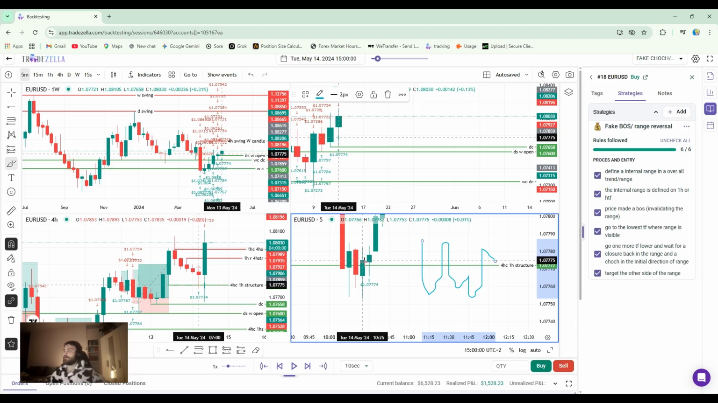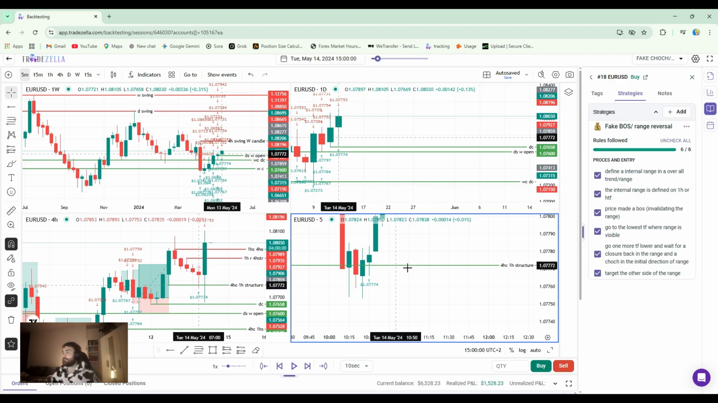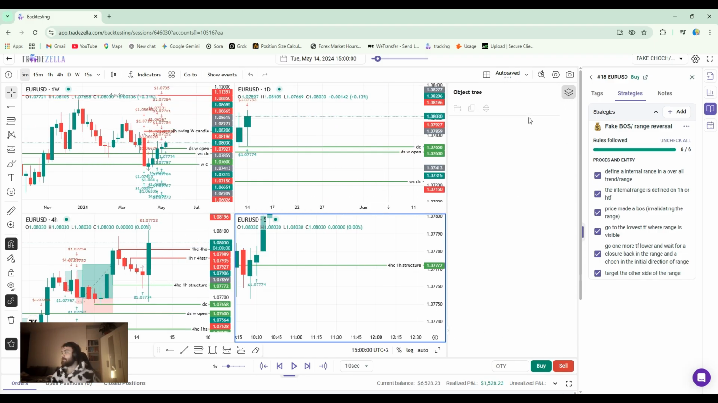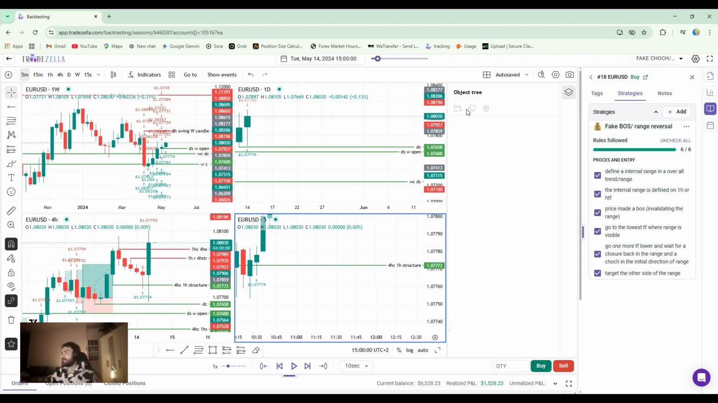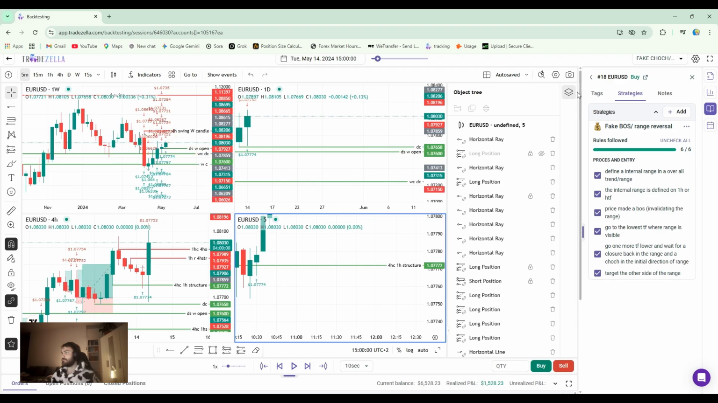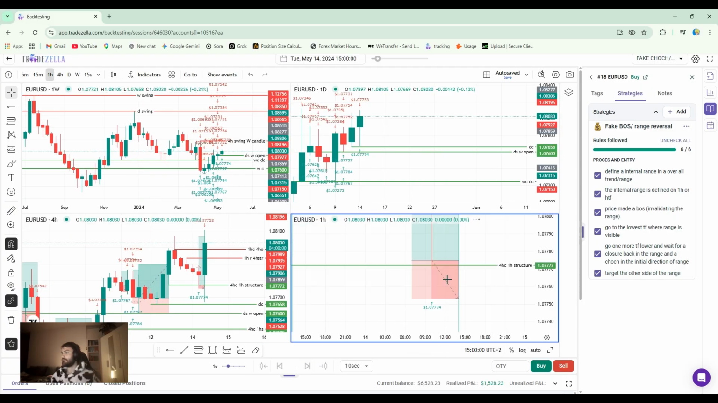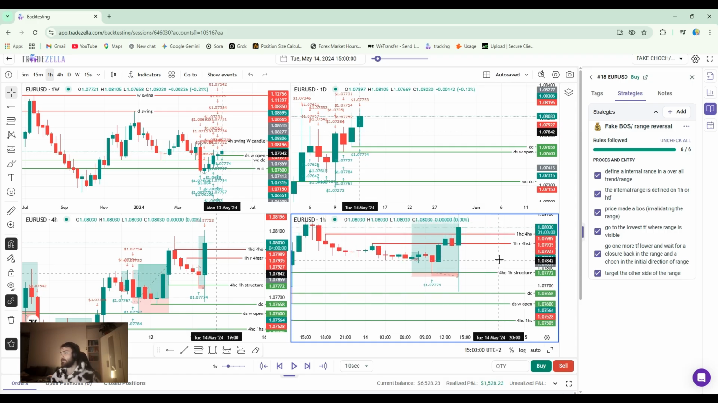15 minutes closed back in the range, 5 minutes closed back in the range, but I was still scared to push the button. I don't know why. But basically there is a reason, and perhaps a good one, which is the way this trade looks. It looks insane.